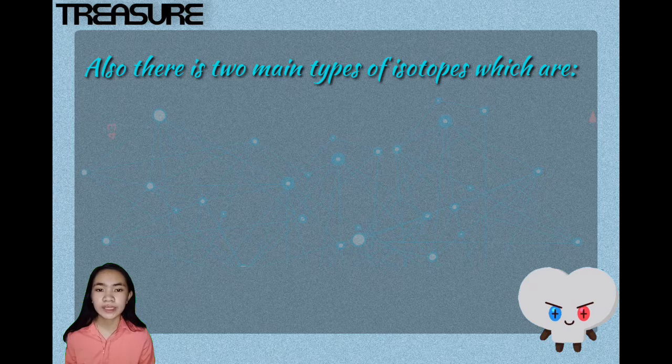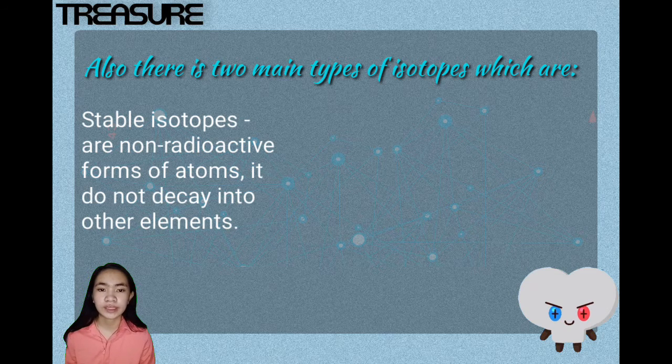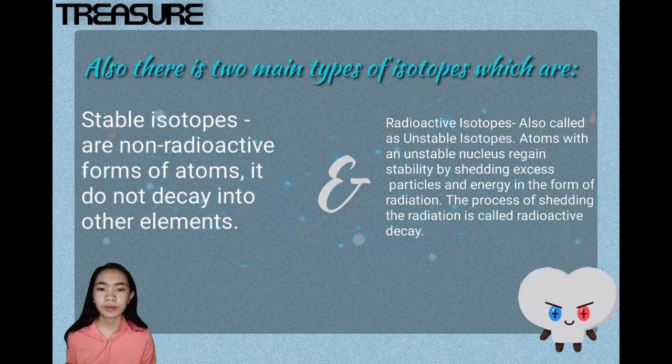Also, there are two main types of isotopes, which are stable isotopes and radioactive isotopes. Stable isotopes are non-radioactive forms of atoms. They do not decay into other elements. Although they do not emit radiation, their unique properties enable them to be used in a broad variety of applications, including water and soil management, environmental studies, nutrition assessment studies, and forensics.